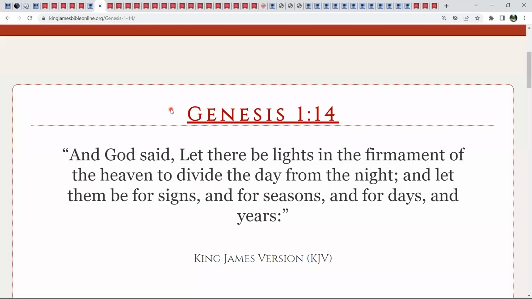And we go to Genesis chapter 1, verse 14, where God said, "Let there be lights in the firmament of the heaven to divide the day from the night, and let them be for signs and for seasons and for days and years." So the Creator created the light, separated it from the darkness, and now He's assigning their function. They will be to divide the day from the night, those lights, and they're for signs, seasons, days, and years.